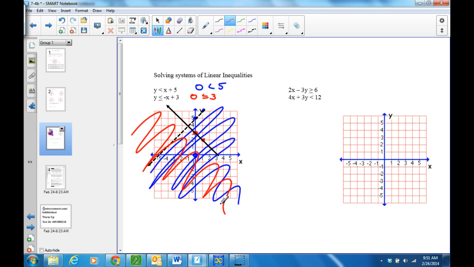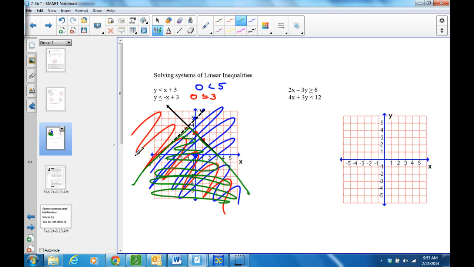Now, the solution set for this is where both shaded regions are together. Okay, so what area is shaded? The top, the bottom, the left, or the right? It's the bottom section, right? So my shaded region here is this triangular area right here. That is the whole solution set for both equations. Okay?